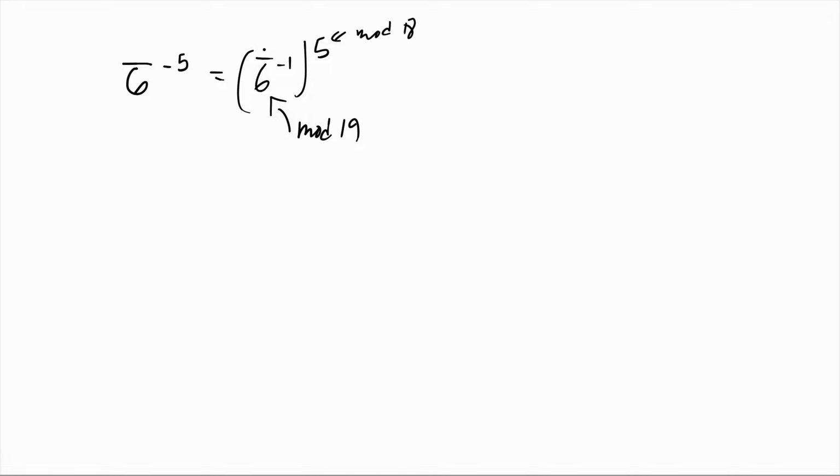So here we have 6 bar to the -5. To think about this, think of this as 6 bar to the -1, to the 5, and 6 bar to the -1 is just the inverse of 6 bar in the multiplicative group. So where does 6 bar live? It lives mod 19. The 5 itself lives mod 18, but what we're computing down here exists mod 19. So we need to find the inverse of 6 bar mod 19. So we can do that.